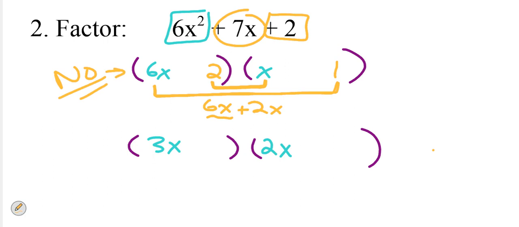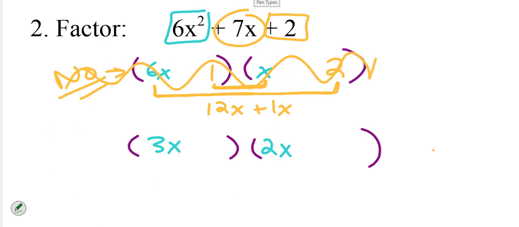Now, could we switch the 2 and the 1 around? We sure could. You can probably already see that's not going to work, but let's just go ahead and do it anyway, because I only have 2 problems here, so we can take our time. So let's put the 2 here and the 1 here. Then our outer 6x times 2 is going to be 12x. We only wanted 7x. And then 1 times x is 1x. So already we're like, nope, this whole thing is not right.